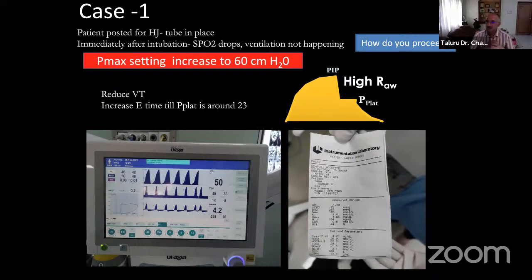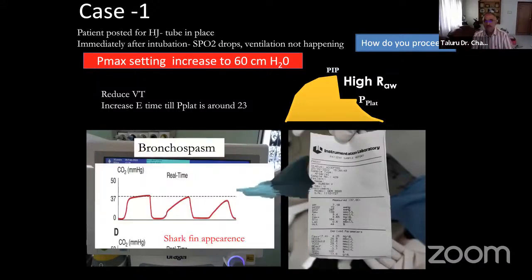See, we didn't panic here. We knew what it was. This was the sharp fin that is obviously seen on the ETCO2. See, all the information is here. You don't have to stress yourself. You can peacefully handle such patients.